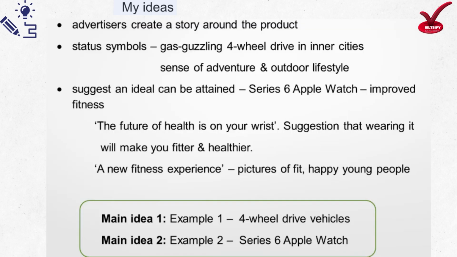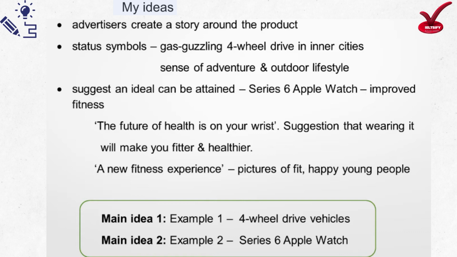Here are my ideas. My main argument will be that advertisers create a story around the product. My first example would be gas guzzling 4-wheel drive vehicles in inner cities. They are portrayed as status symbols with a story around a sense of adventure and outdoor lifestyle. My second example is a Series 6 Apple Watch. The story here is that it gives the wearer something they want to attain. That is improved fitness. The advertisers have come up with slogans such as a new fitness experience, and the future of health is on your wrist to tell this story.